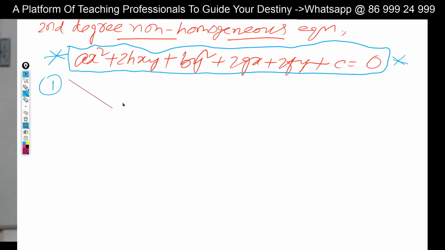What are the conditions? See, I'll write the table very clearly, so that you will also be comfortable. If you want to copy it, you can also copy it. Geometrical figure first. Next is condition.